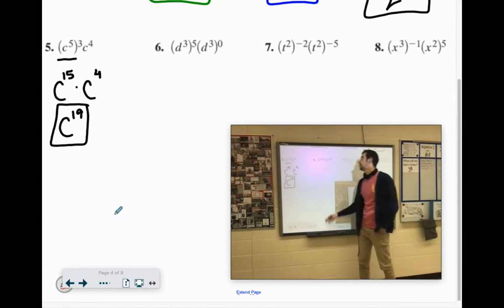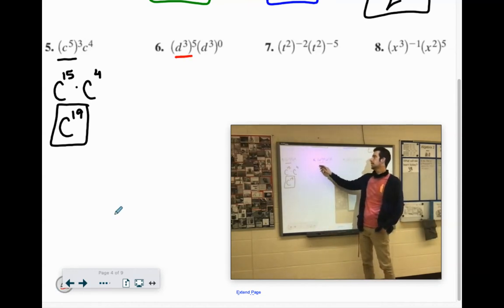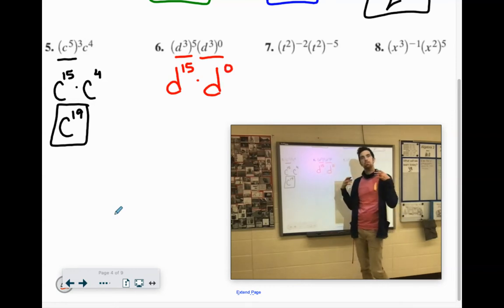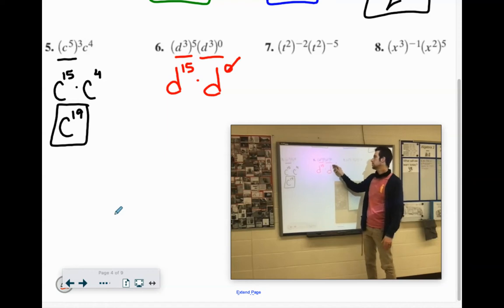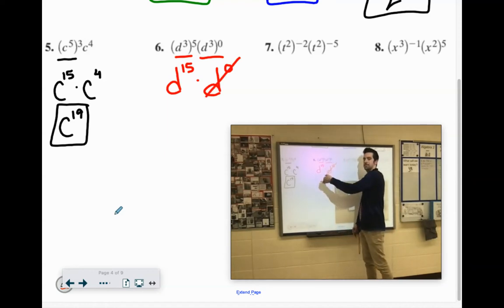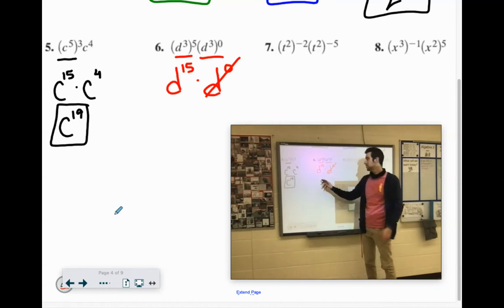Power to a power, multiply it. So D to the 15th times power to a power, multiply it. D to the 0. Now remember, anything to the 0 power is 1. So you could just cancel out that D to the 0 power, because when you multiply D to the 15th times 1, it's just D to the 15th.